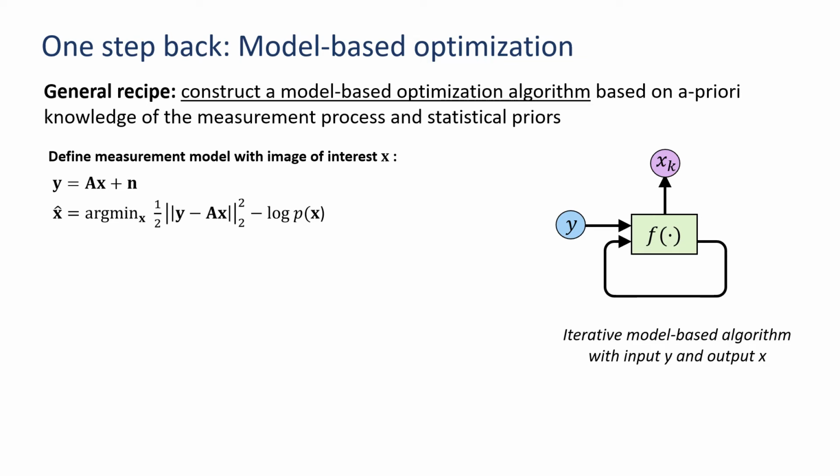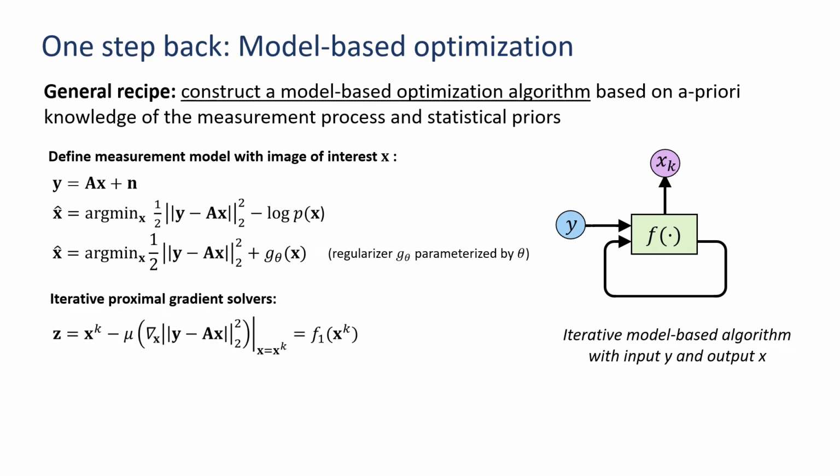So let's have a look at that. Let's now replace this prior, negative log p(x), by a general regularizer g_theta, which is parameterized by theta. And then we derive an iterative proximal gradient solver based on that. So iterative proximal gradient solvers are particular iterative optimization algorithms that deal with these kinds of problems, where we have a data consistency term, the least squares objective, and a regularizer.